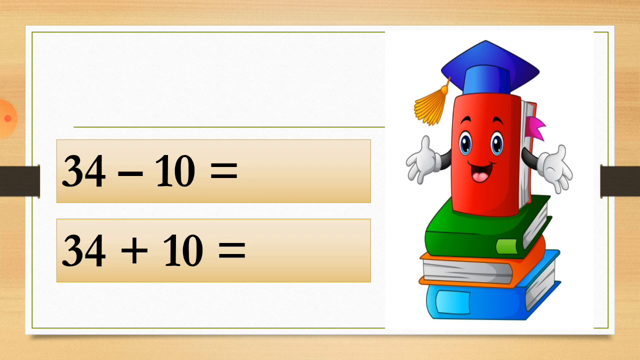So here is one question. The first one is 34 minus 10. If you want to solve this sum, you have to write down 34, then minus, and then cut 10 numbers from it.